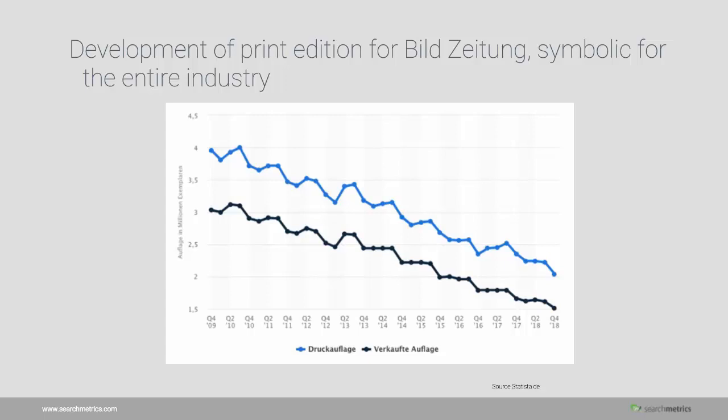And if we then look at the development of the print edition for, as I said, the Bild Zeitung, it's a symbolic picture actually for the entire industry, because the printed edition has been declining and declining for years. There is not even less circulation. Every publisher needs to adapt to it, and is actually printing less as well. And that's what this picture shows. And as I said, it's symbolic for the entire industry, because all of the newspapers have the same problem.